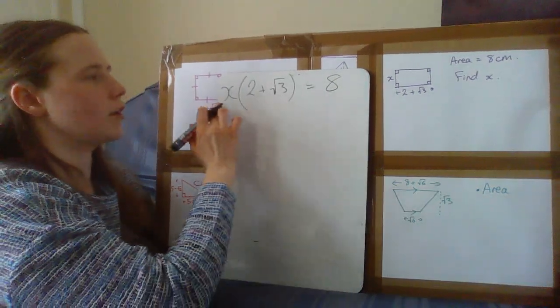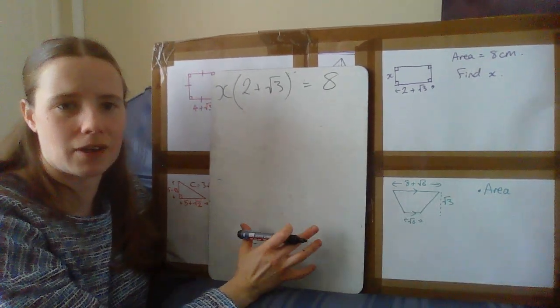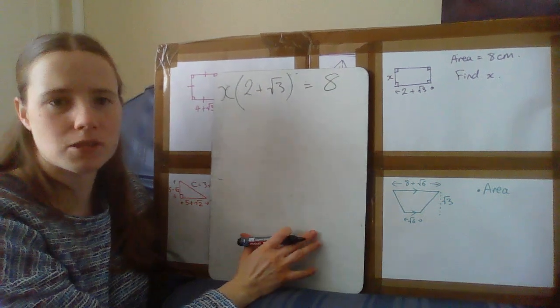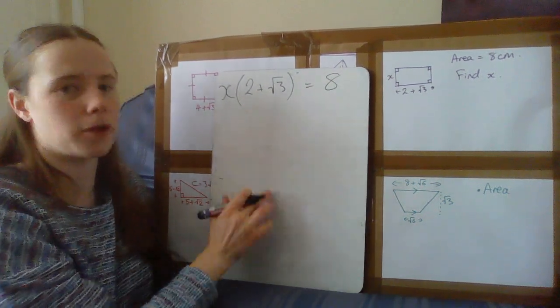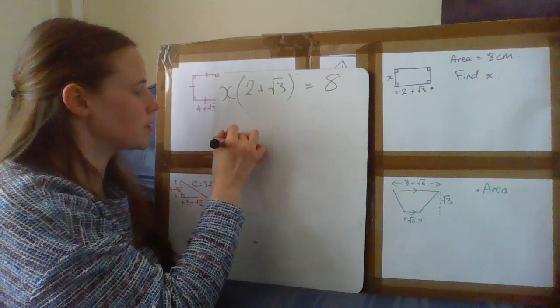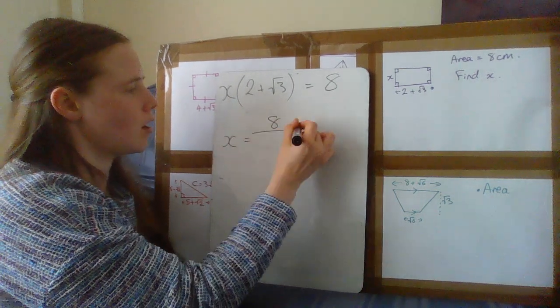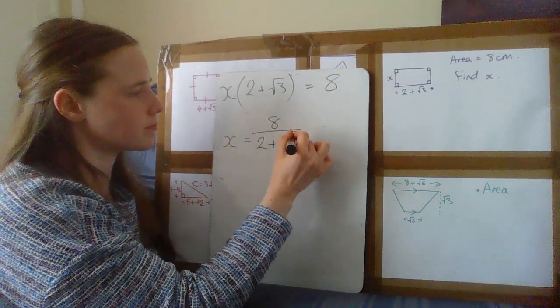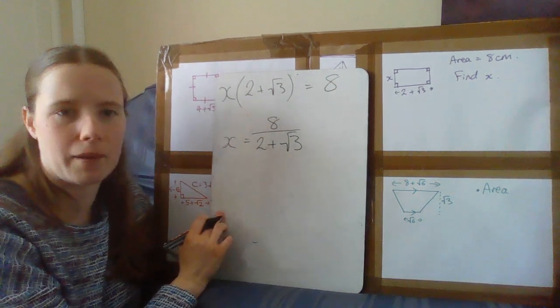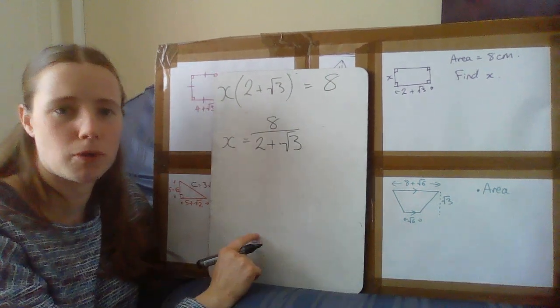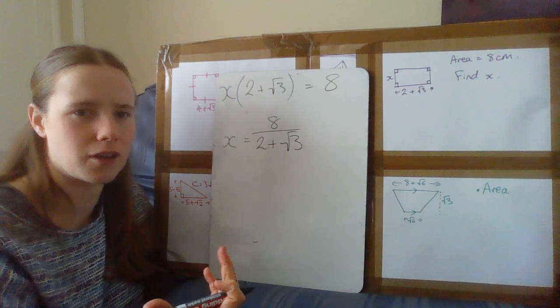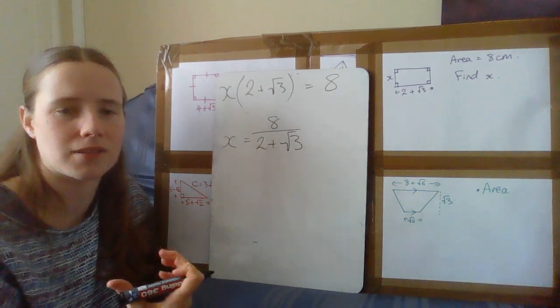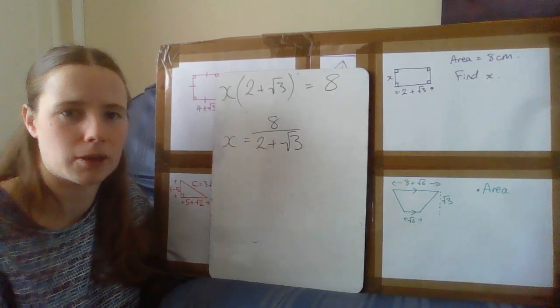Now you could try and expand it and solve that way, but then you're going to have x appearing twice. So the easiest way to do this is divide both sides by the bracket to get x on its own. So I've got x equals 8 over 2 plus root 3. Now hopefully you'll be in the habit of whenever you see a surd on the bottom of a fraction, you feel a desire to rationalise the denominator, because that's how we're going to have it later on. It's going to be much simpler.